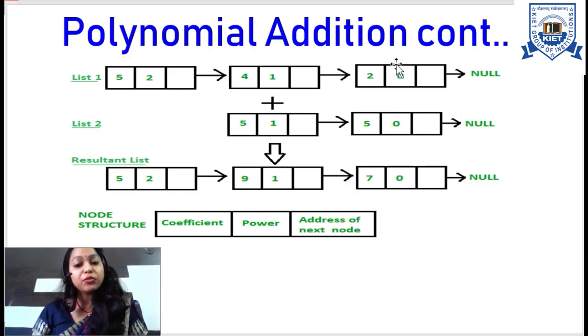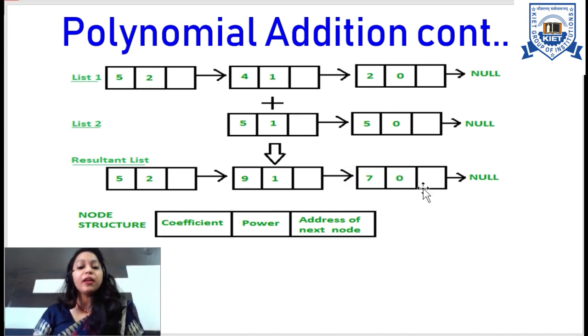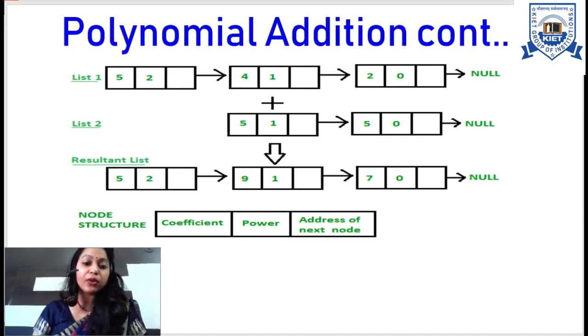Now we will be moving to the next term of the first polynomial equation, that is null. That means no node exists. Then we will be switching to the next term of the second polynomial equation, that is also null. That means we have reached the end of the nodes in both the polynomial equations. In that case, this is the last node in the resultant polynomial, so we will store null in the link part. Okay, so this way we are adding two polynomial equations in a linked list.